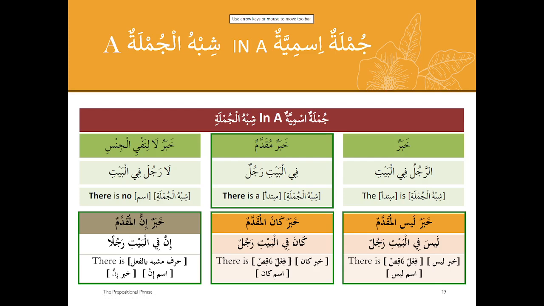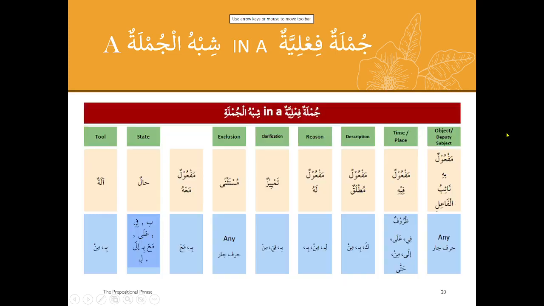Now the next slide is really packed with information, because we are going to move to Jumlah Fi'liyyah. This is what a Shibh Jumlah can do or function as in a Jumlah Fi'liyyah.